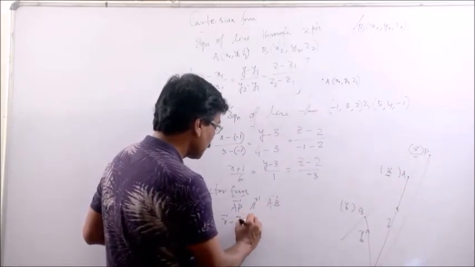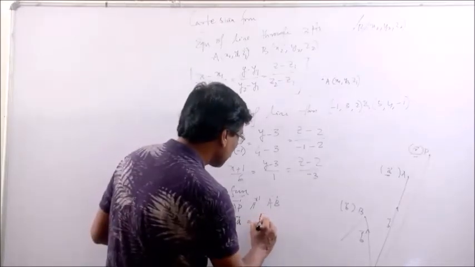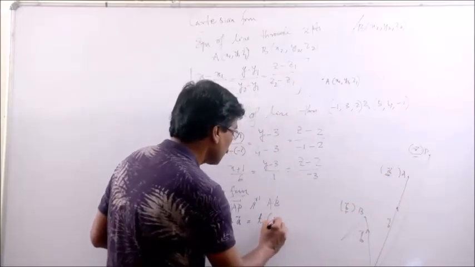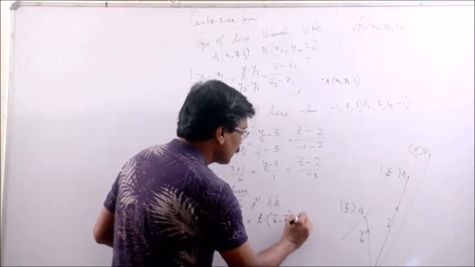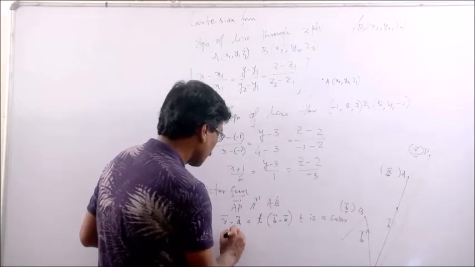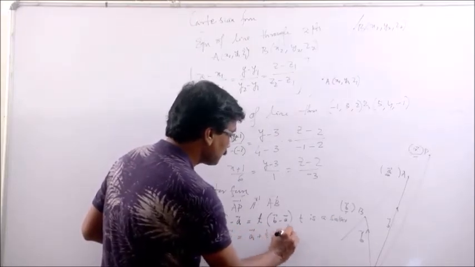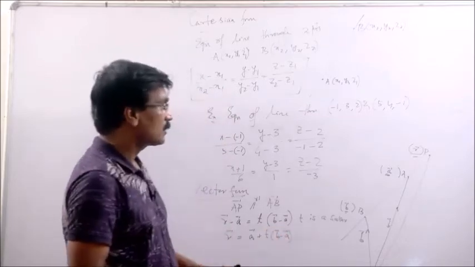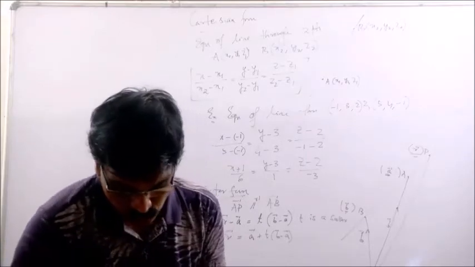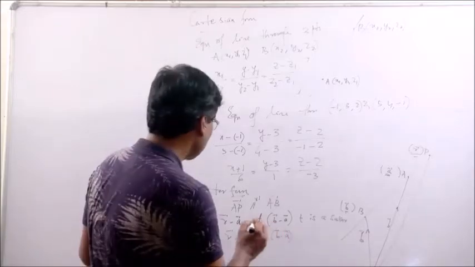is equal to t times AB vector. AB vector is the position vector of B minus the position vector of A, that is b minus a vector, where t is a scalar. So r is equal to a plus t into (b minus a) vector. So this is the equation of the line through two points in vector form, or we can simplify it further.